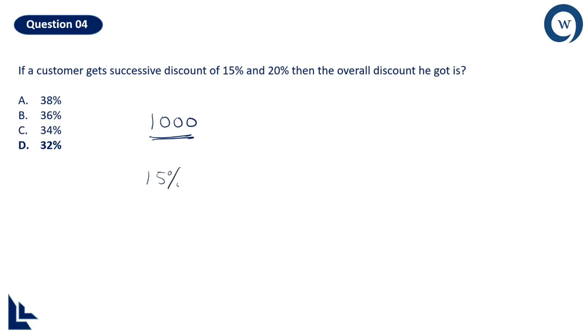Now tell me, 15% discount means 150 rupees. This much discount has been given already. Now the value of the product will become 850 rupees, right? After this discount is applied. Now on top of this 850 rupees, they get 20% discount.